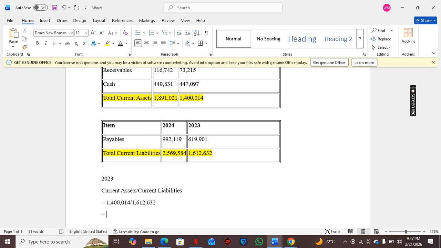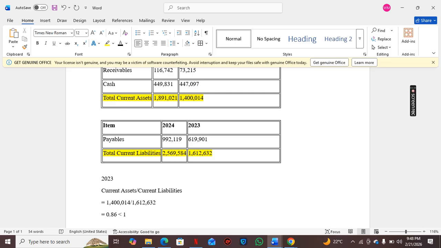So we divide, let's see. 1,400,014 divided by 1,612,632. Okay, we get 0.86. So this current ratio is below 1. So this is a bad sign.